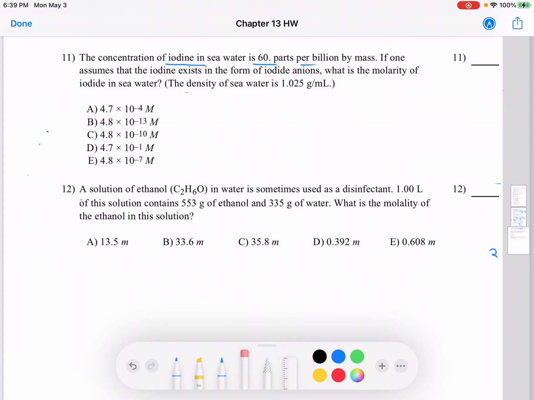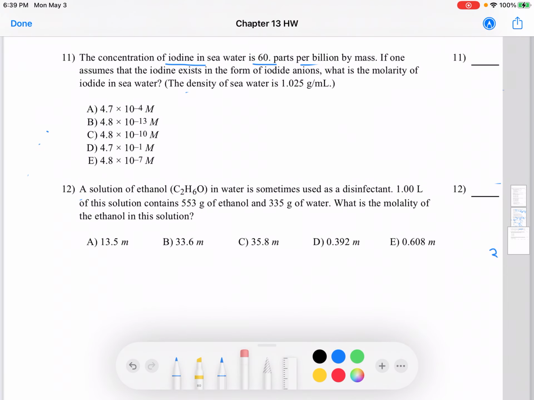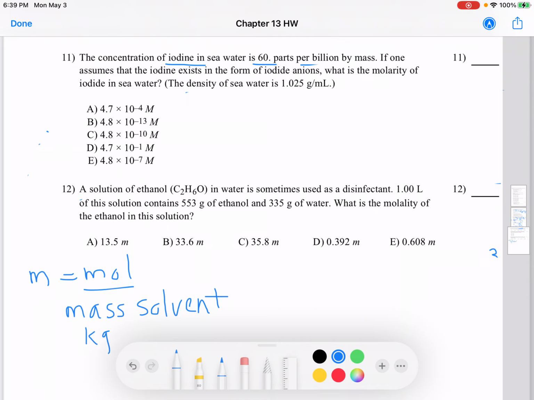A solution of ethanol in water, sometimes used as a disinfectant. 1 liter of this solution contains 553 grams of ethanol and 335 grams of water. What is the molality of this solution? Remember, the molality is moles over the mass of the solvent, just the solvent, not the solution, in kilograms.